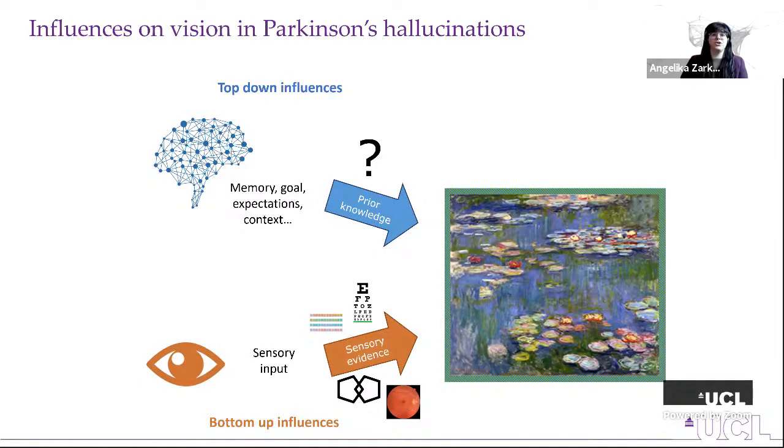And I already told you that vision is affected in Parkinson's disease, particularly these bottom-up influences. So people with Parkinson's show these changes in those simple visual tests, and they accumulate this sensory evidence less well than people without Parkinson's. But what we were really interested in finding out is whether there is also a change in these top-down influences, whether there is a change in prior knowledge.